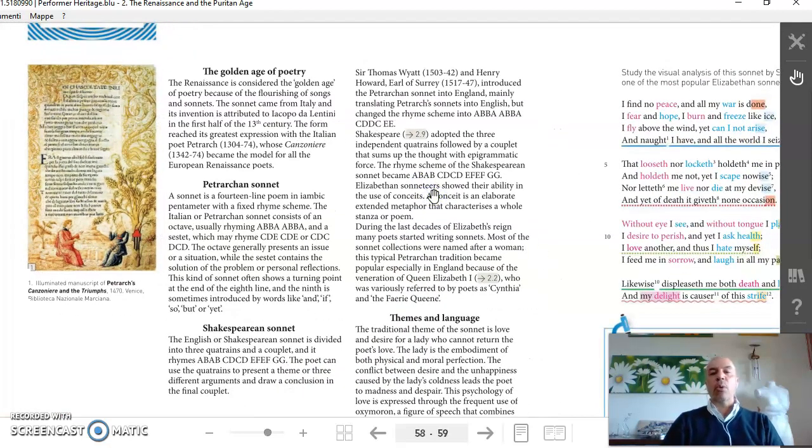The sonnet was imported into England by Sir Thomas Wyatt and Henry Howard, the Earl of Surrey, at the beginning of the 16th century. They introduced the Petrarchan sonnet into England and translated the Petrarchan sonnets into English. Shakespeare changed the form, the stanzas, and the rhyme scheme of the Shakespearean sonnet became A, B, A, B, C, D, C, D, E, F, E, F, G, G.